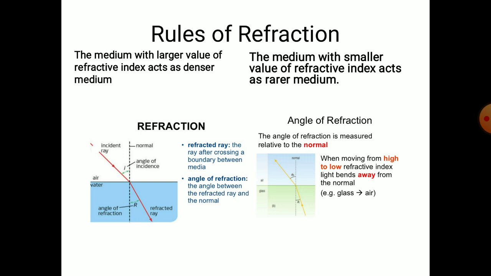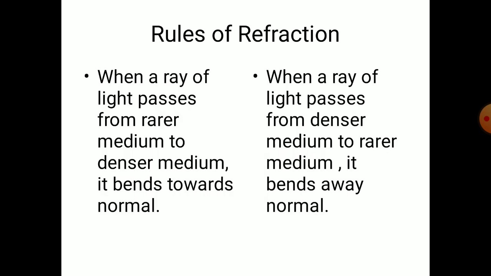These two facts are regarded as the two rules of refraction. When a ray of light passes from a rarer medium to a denser medium, it bends towards the normal. When a ray of light passes from a denser medium to a rarer medium, it bends away from the normal. Thank you for watching.